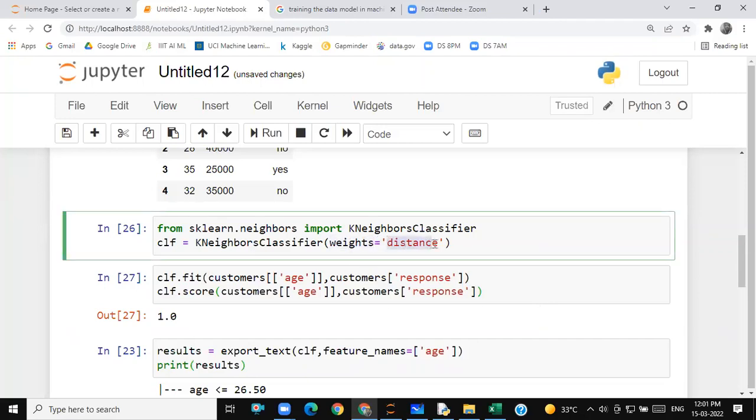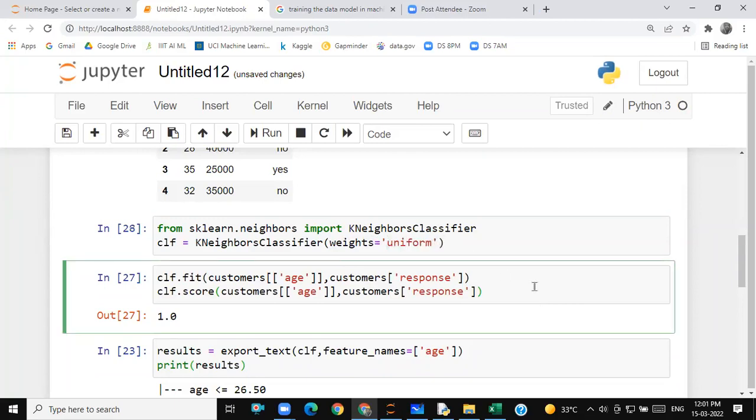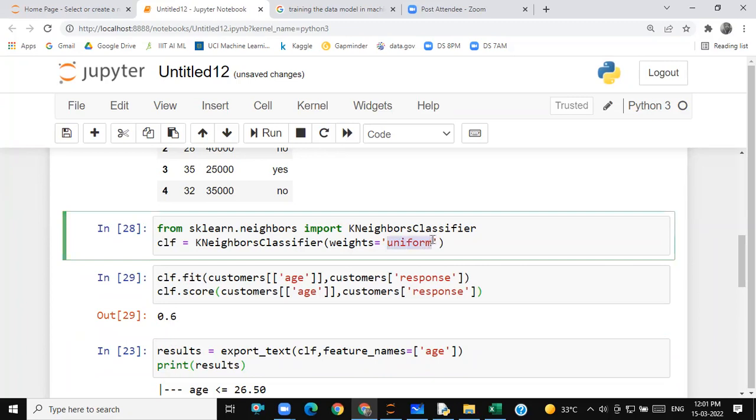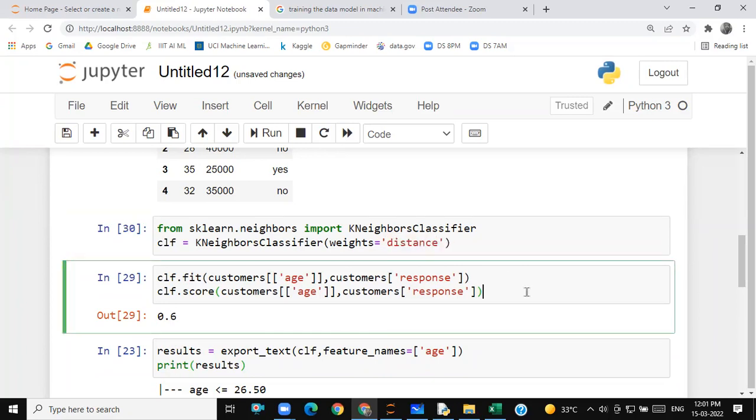So what made the difference actually? You have two types of weights. One is what we call uniform. Whenever I'm using uniform, my score is only 60%. That means the insights are only 60% correct. But what makes the difference is the distance calculation. Whenever I use weights equals distance, your accuracy is 100%. That is the technique we learn in our actual classes, guys.